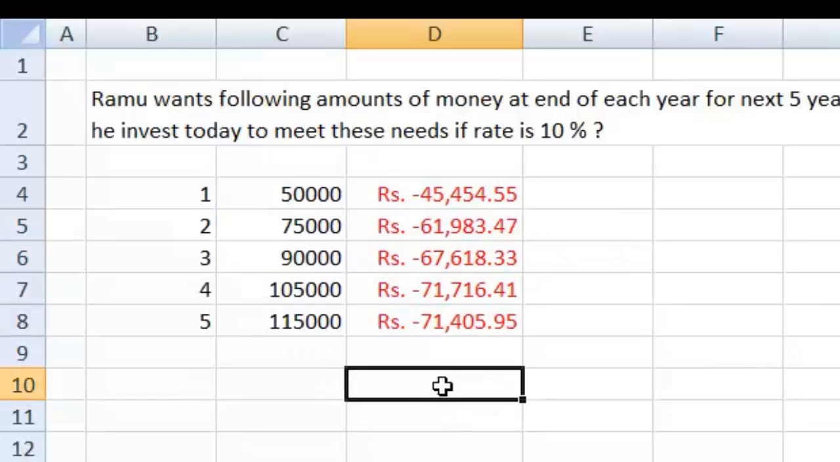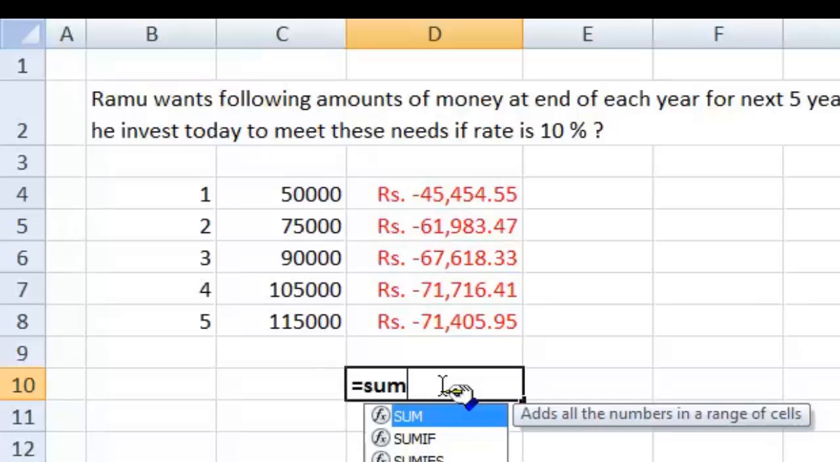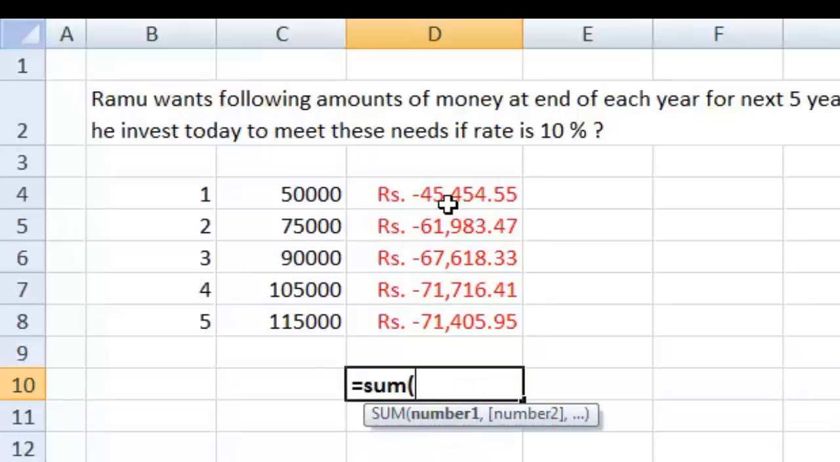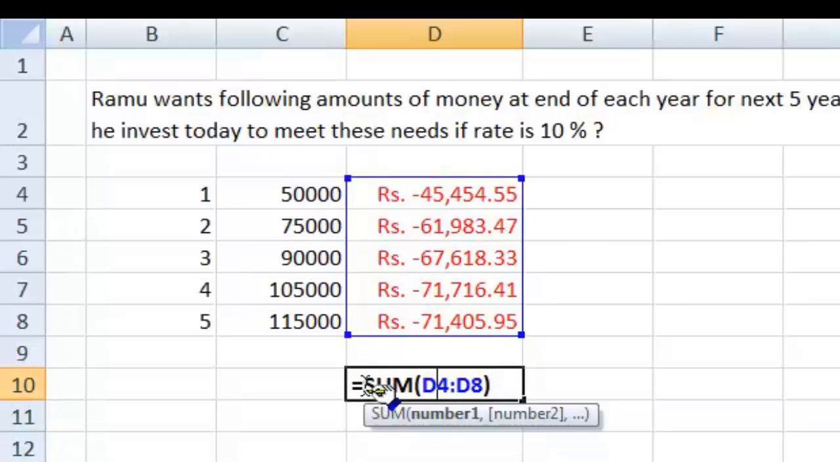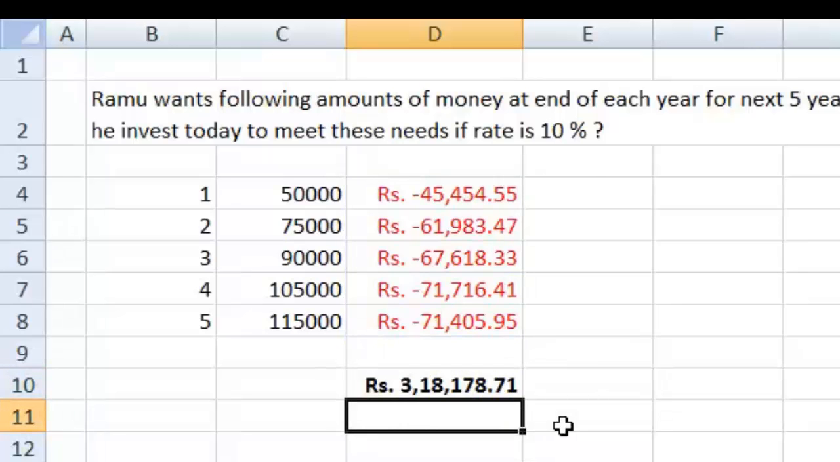Now, in order to get our answer, let's sum it up because you require each of these amounts individually to get these future values, right? So we sum it up, equal to sum, we choose these numbers and enter. So you need 3,18,178 rupees which can be invested to get 50,000 at the end of year 1, 75,000 at the end of year 2, and so on. Now let's put a negative sign here before sum so that the answer comes in as a positive value.